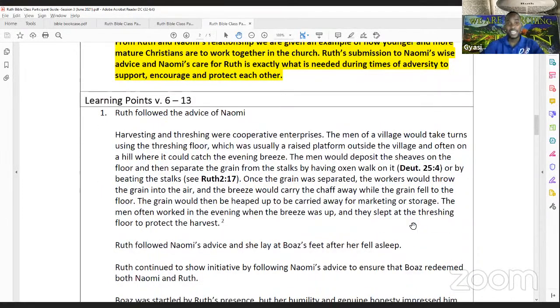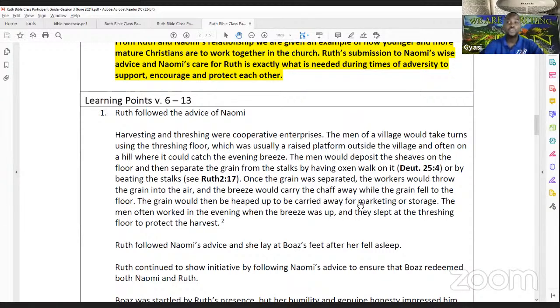Now, at that time, in the harvest time, the men of the village, as you may see on your screen here, would take turns on the threshing floor. They would beat out the sheaves and let the breeze blow off the chaff and keep the good grain. Now, it's very tedious work. They would do it in the evening when the wind was very strong. And most times they would sleep there to protect the harvest, protect what they had. Of course, as we saw, they may have eaten and drunk to pass the time and also refresh themselves.